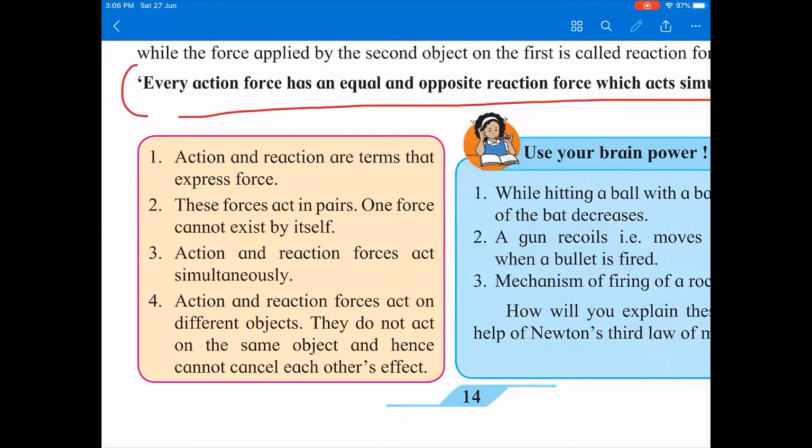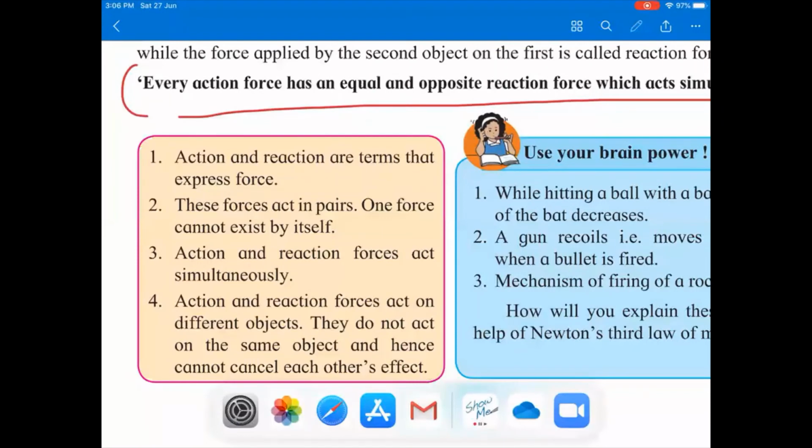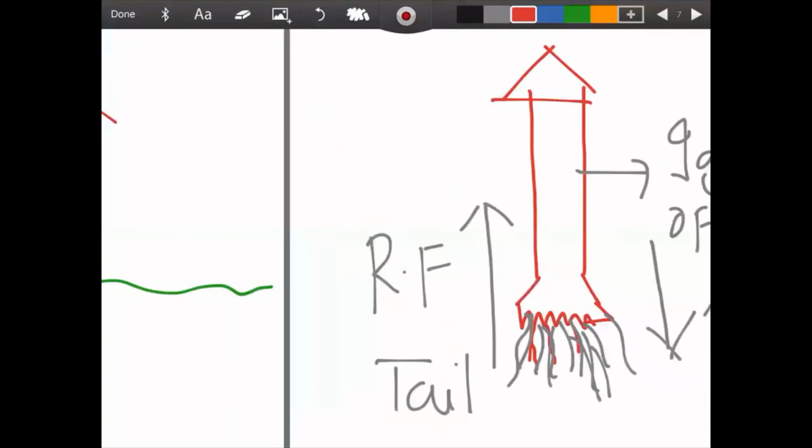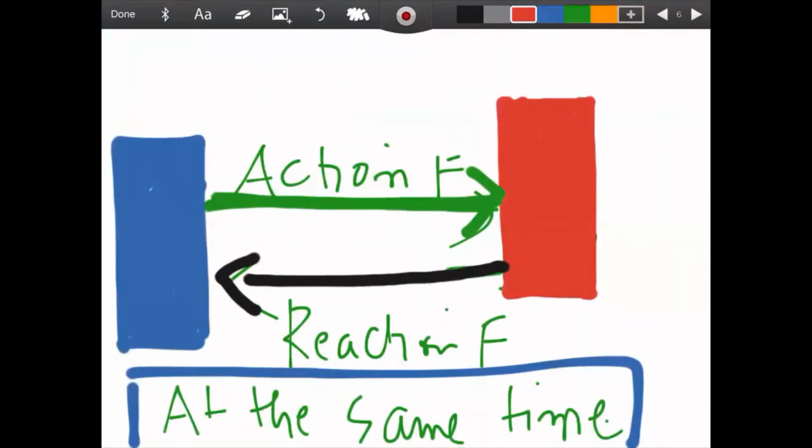And always remember that action and reaction forces do not act on the same object. They act on different objects. For example, I showed you this in the beginning with the diagram. Here there is an object A, and there is an object B. You can see the action force is acting on object B, and the reaction force is acting on object A. Correct or not? Both forces are produced simultaneously, that is, at the same time.